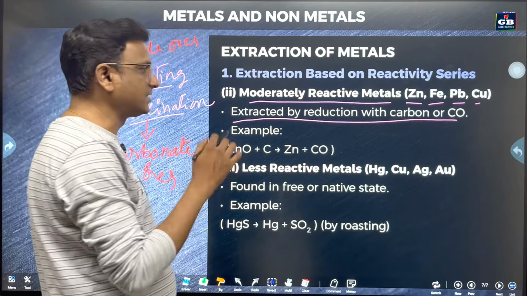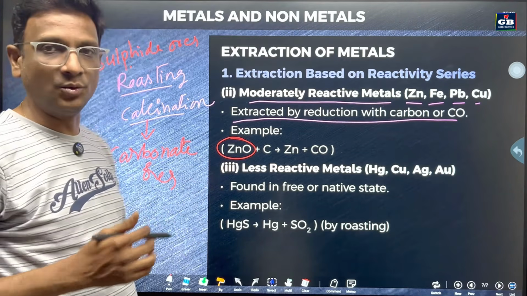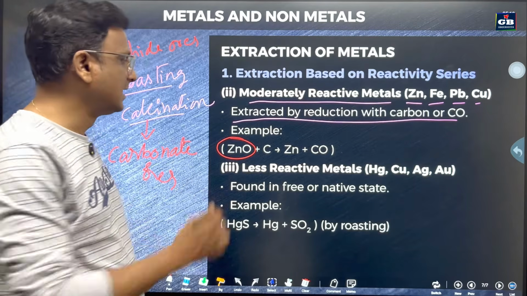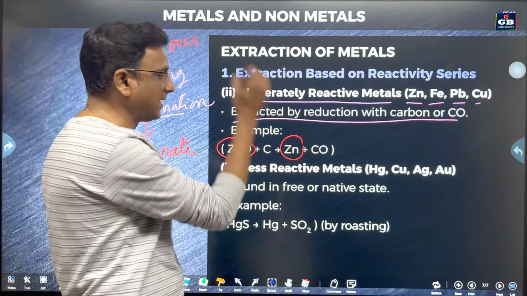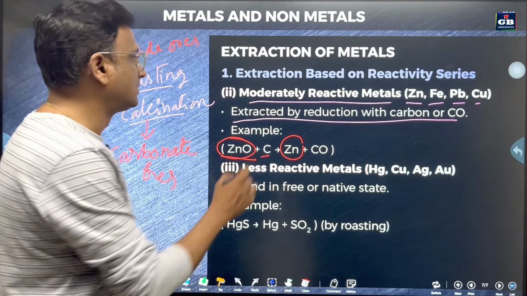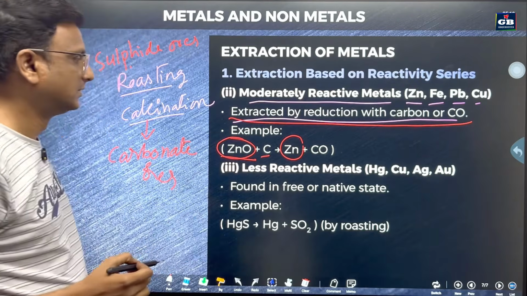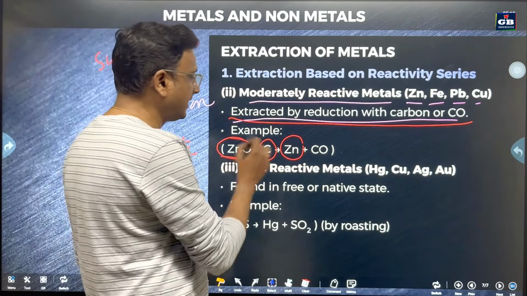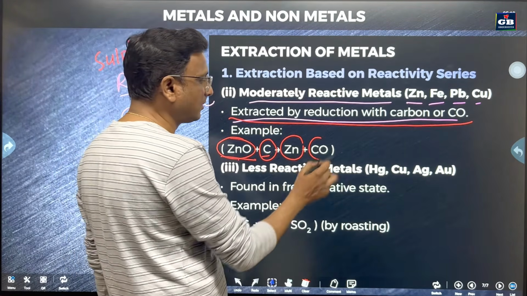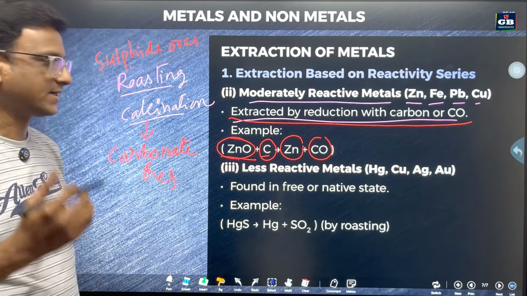For example, first the ores are converted to metal oxides. Then the metal oxides are reduced to metal. Zinc oxide is reacted with carbon, so it is extracted by reduction with carbon or carbon monoxide. Zinc oxide reacts with carbon to form zinc plus carbon monoxide. In this way, the moderately reactive metals are extracted.